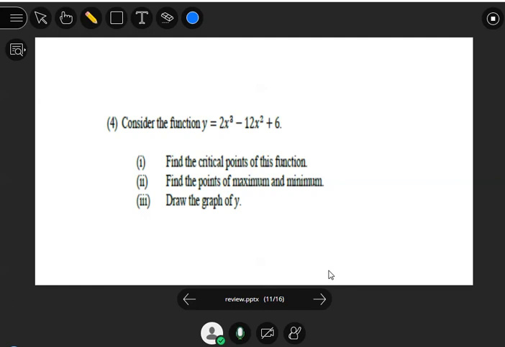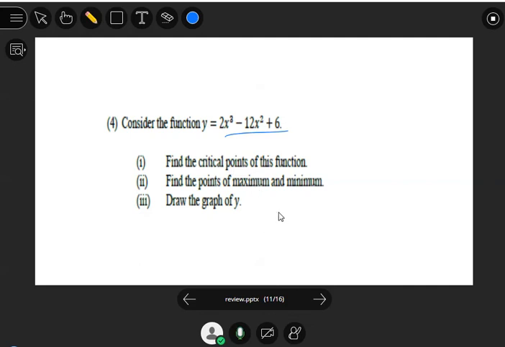Here you are given a polynomial function, y is equal to 2 times x to the power 3 minus 12 times x to the power 2 plus 6. Part 1: find the critical points of this function. Part 2: find the points of maximum and minimum. And part 3: draw the graph of y.